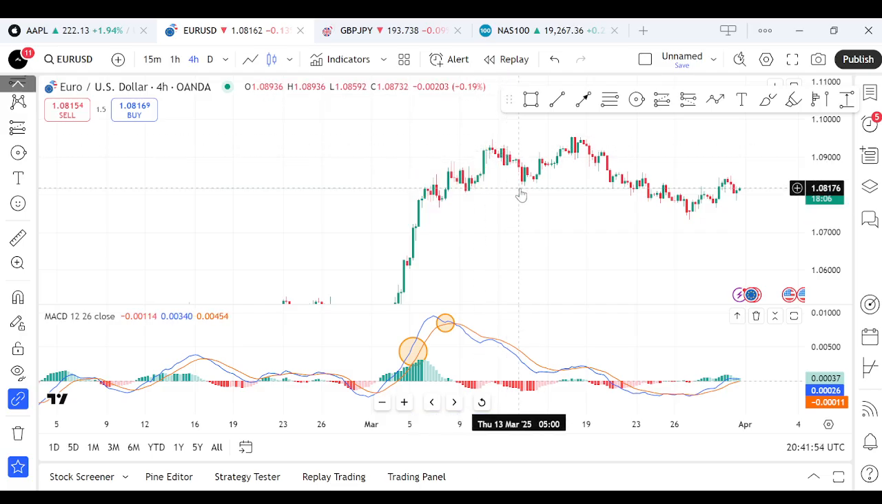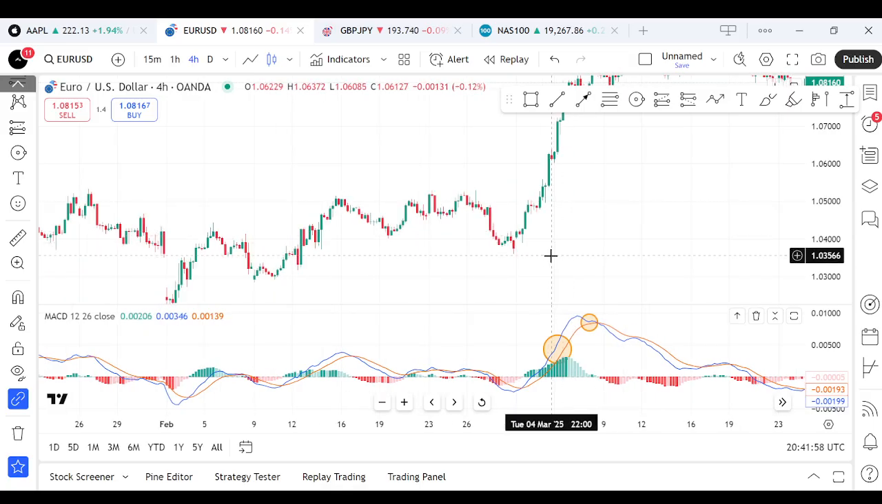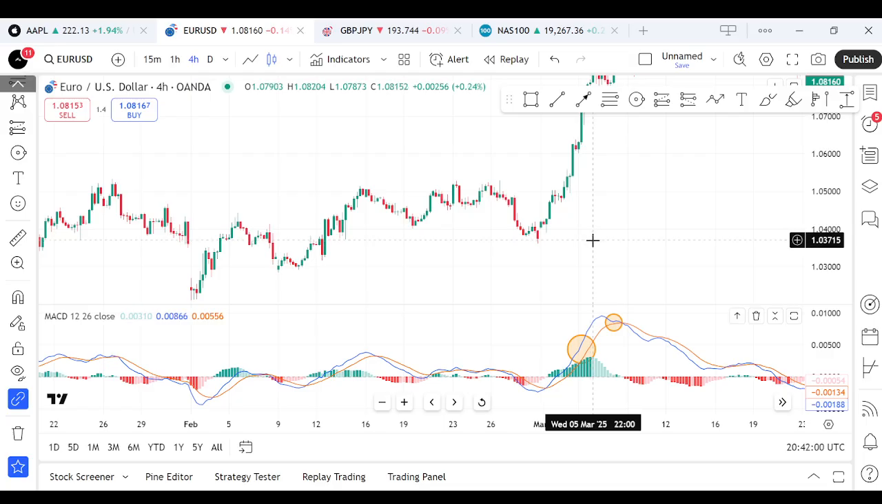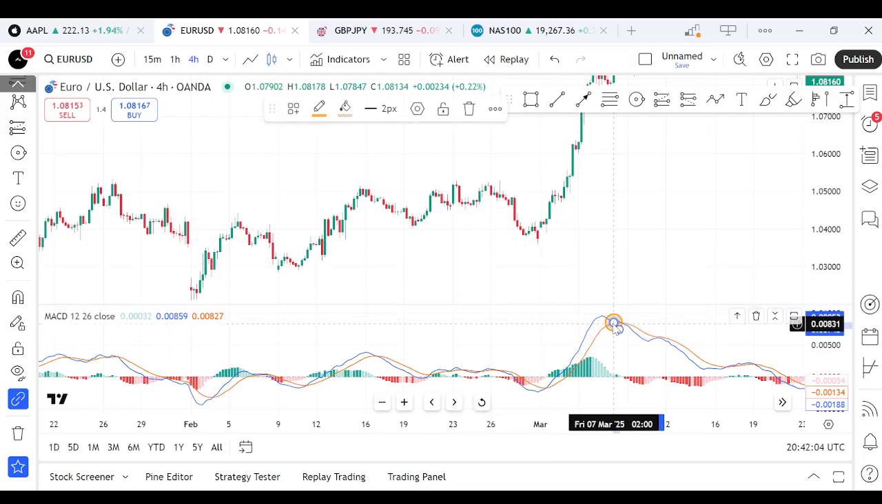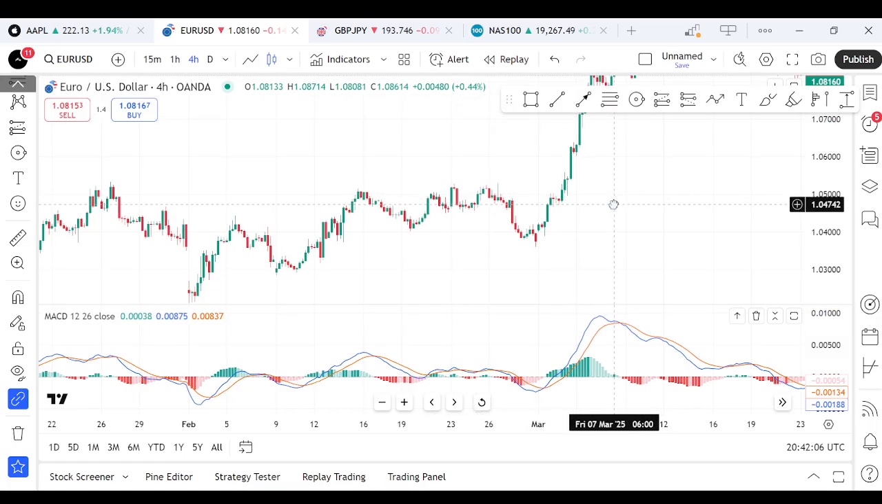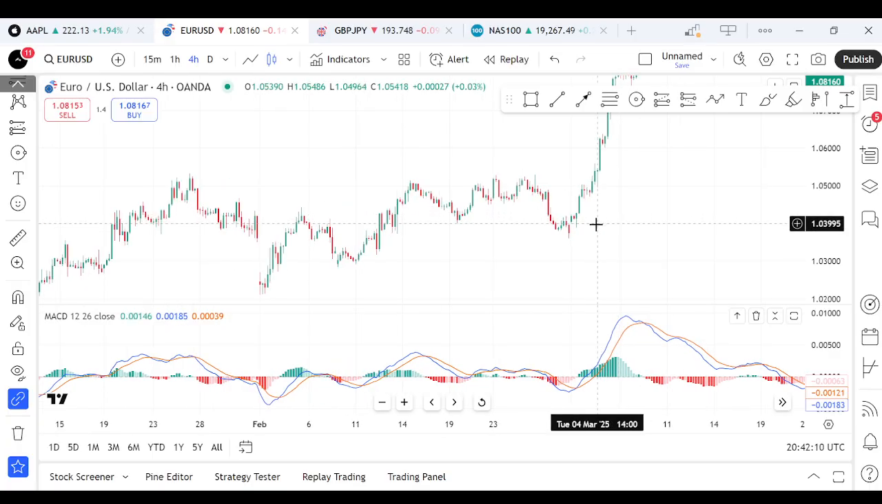So let's talk about the MACD momentum alignment strategy which we have to discuss today. The first step is to identify the trend direction, which is the first step to any strategy. Identify the trend direction and the market structure, and it's advisable you use the daily or 4-hour chart to determine this primary trend direction. So if the MACD line is above zero, it indicates bullish momentum. If it's below zero, it indicates bearish momentum.